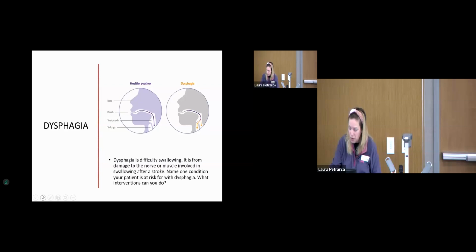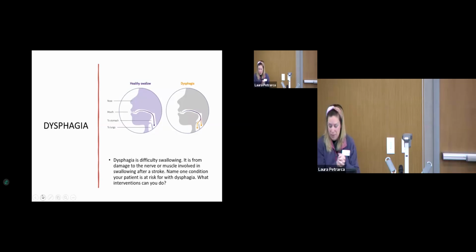So dysphagia, talk a little bit about that. That's a picture of a healthy swallow and then dysphagia. And dysphagia is difficulty swallowing. It's from damage to the nerve or muscle involved in swallowing after a stroke. So just a question for y'all now that we've been talking about this a little bit. Name one condition that your patient is at risk for with dysphagia. Yes, aspiration. And if you think about it, even though hopefully they'll be on top of this, but if your patient is at risk for aspiration and they're not really eating well, what does that put them at risk for?